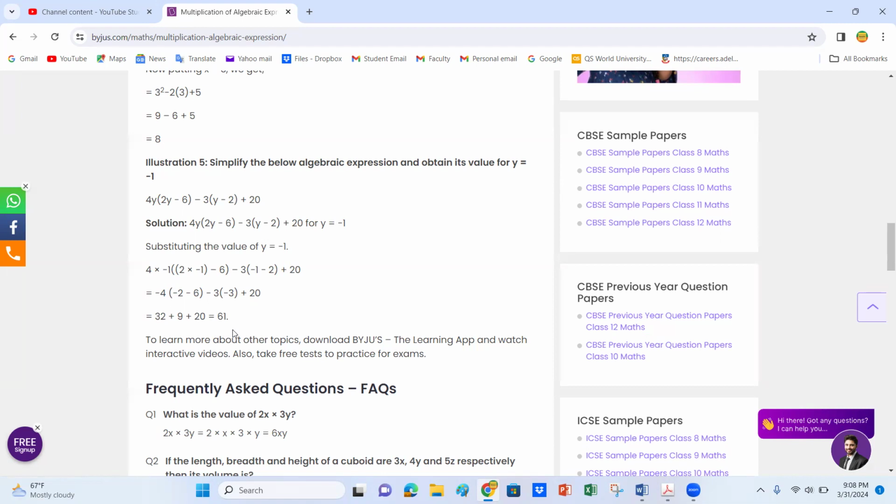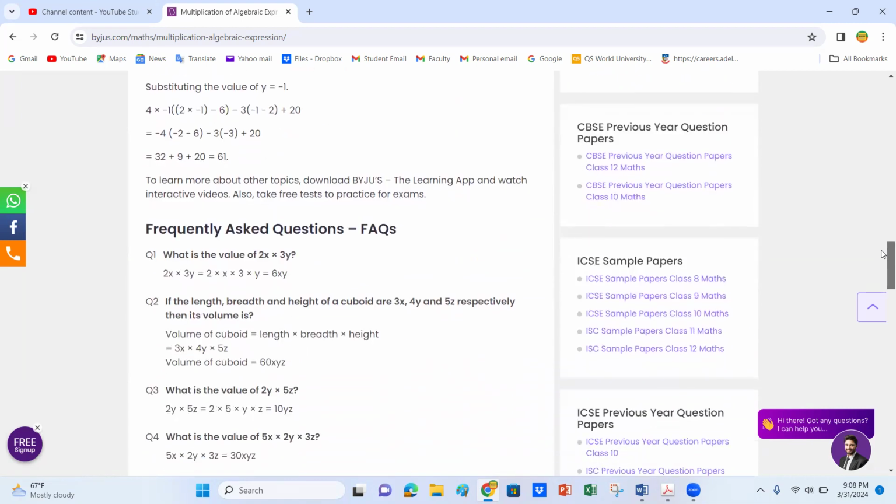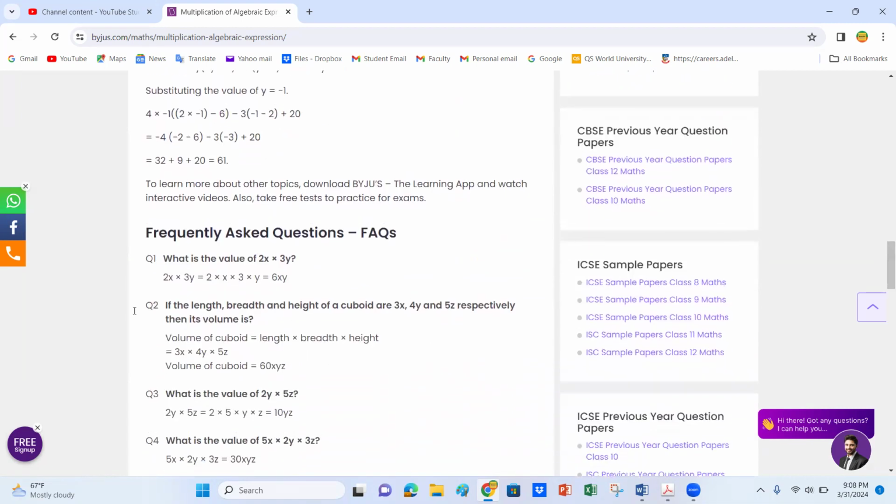Okay. These are some questions which are related to multiplication. Constants will be multiplied with constants, and if the variables are the same, then their powers will be added with each other. And if the variables are not the same, then they will simply be multiplied.